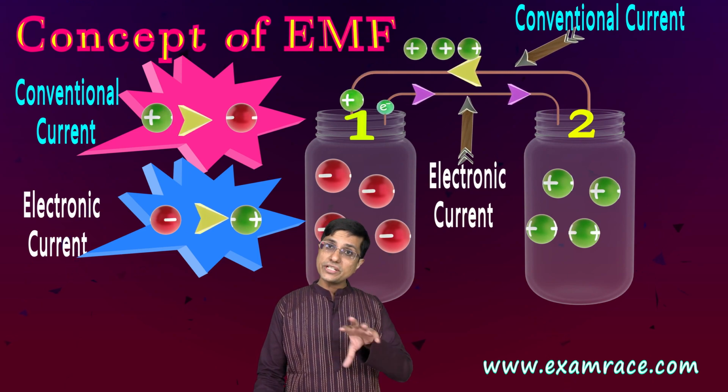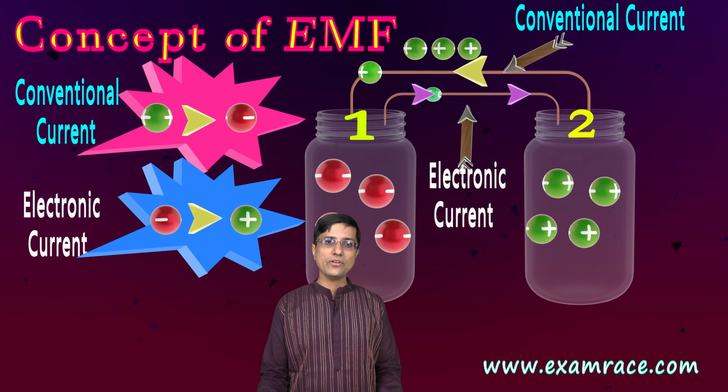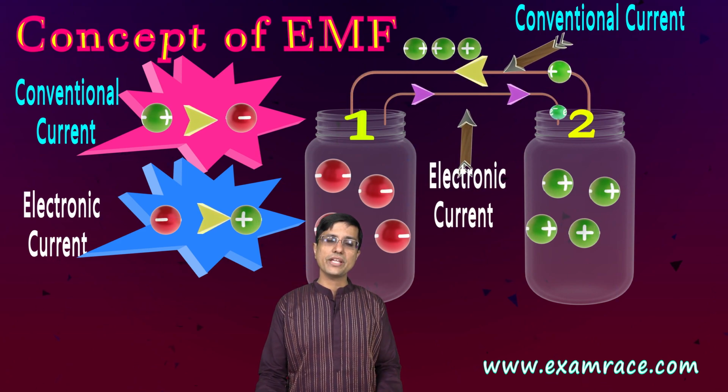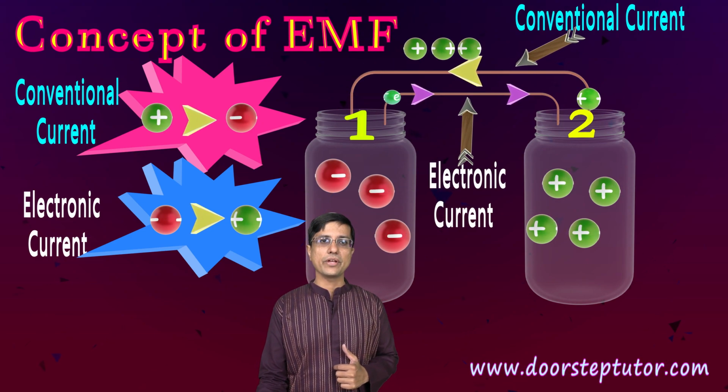It goes from the positive to the negative. In the electronic current, electrons are flowing, like negatively charged particles are flowing. In the conventional current, we say that positively charged particles are going.